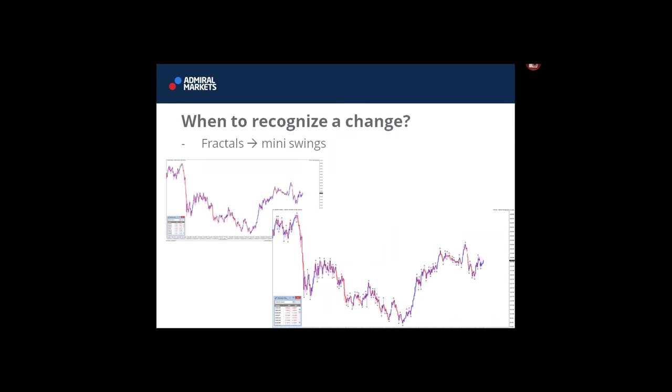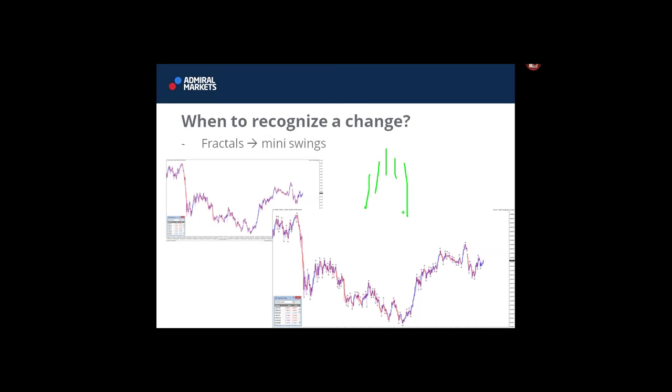So when we look at, for instance, this fractal here and this fractal here, I have the blue circle, that's a swing. Is it the major swing? I don't know. We'll talk about that later on. But it's certainly a mini swing. Why is that a mini swing? Because fractals, right, indicate the moment when two candles cannot break a high.